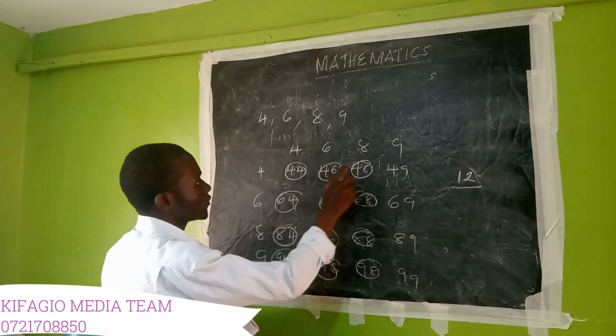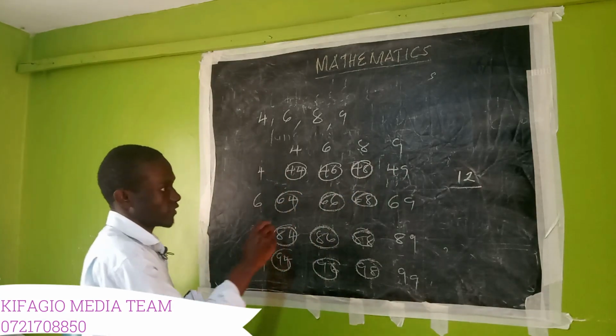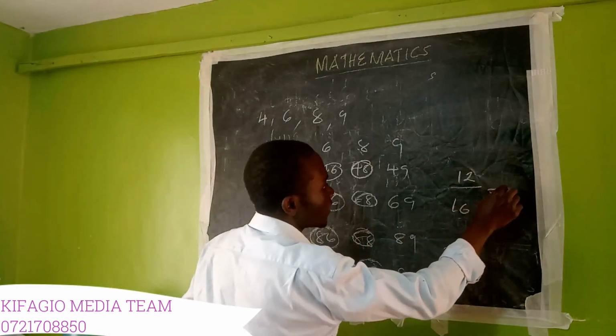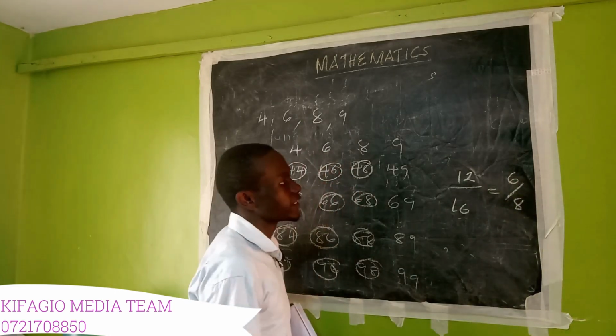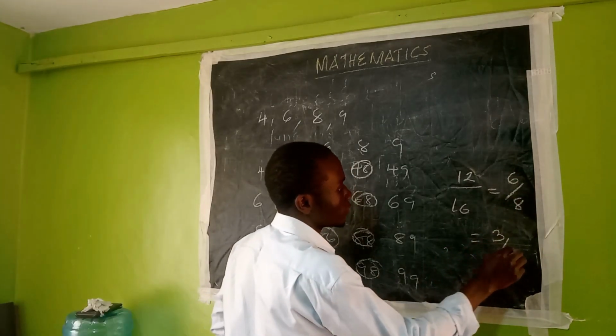How many? 1, 2, 3, 4. 1, 2, 3, 4. 16. So you can simplify further: 12 over 16, divide by 4, is equal to 3 out of 4.